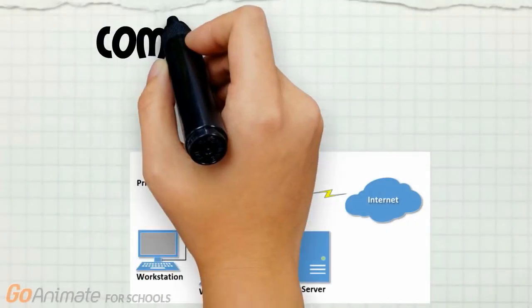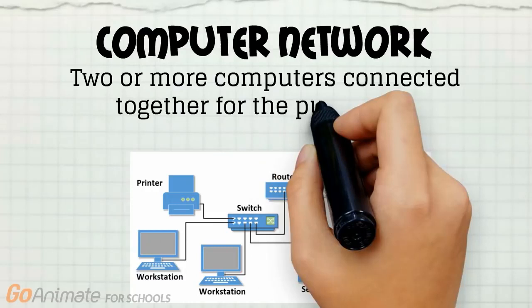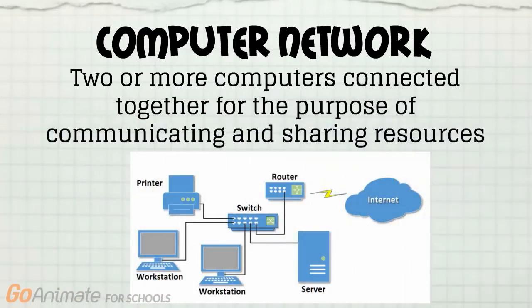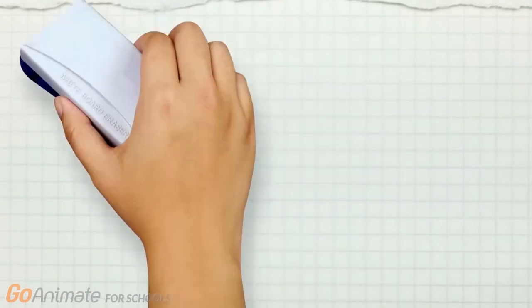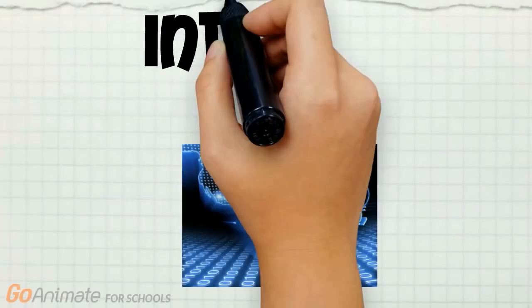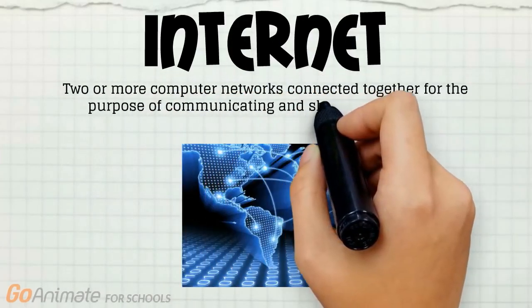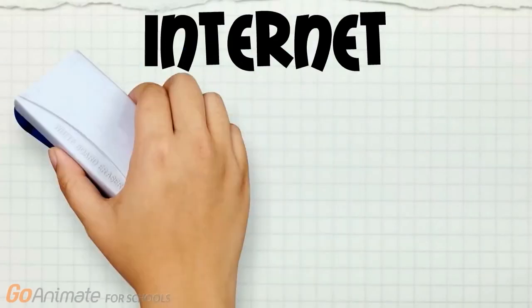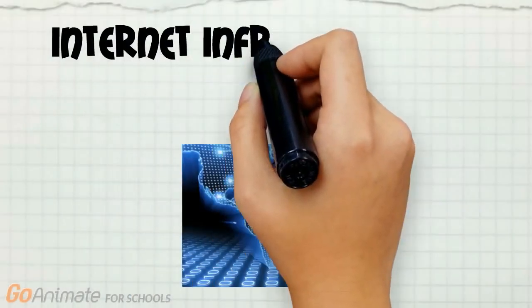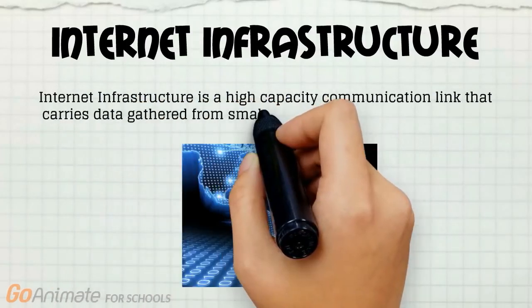A computer network is two or more computers connected together for the purpose of communicating and sharing resources. Two or more computer networks connected together for the same purpose form a network of networks, called the Internet. Internet infrastructure is a high-capacity communication link that carries data gathered from smaller links that interconnect with it.